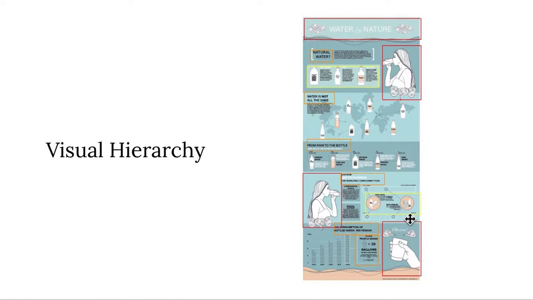And then even within these descriptions, you have bolded words, which hold more importance. The words that are bolded hold more importance than the smaller words. And then the sources hold, I would say, the least visual hierarchy. They're at the bottom right corner and the font's fairly small.